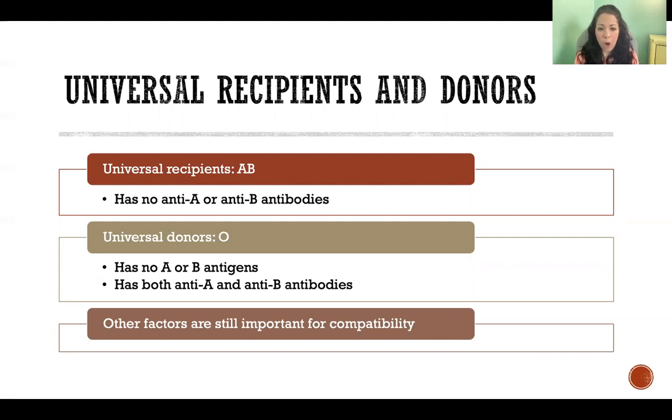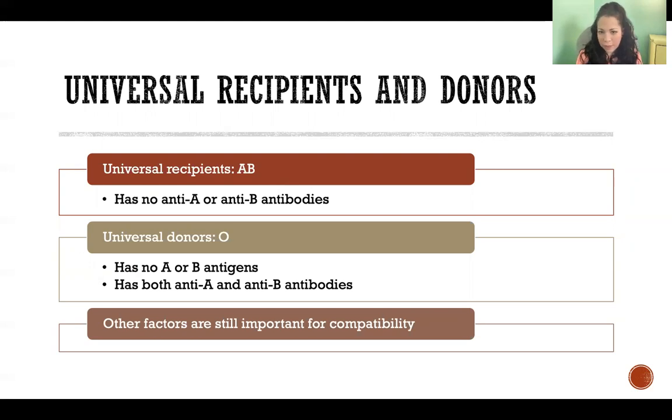Universal donors are type O blood. That's because they don't have A or B antigens on the cells. So regardless of what type of antibodies the recipient has, it doesn't matter, because they don't have the A or B antigens on their blood cells. But a universal donor, somebody with type O blood, has both anti-A and anti-B antibodies, which means that someone with type O blood can only receive from type O, because if they got type A, B, or AB, they have antibodies that would destroy those types of blood cells. So universal donors can donate to anyone, but they can only receive from type O.